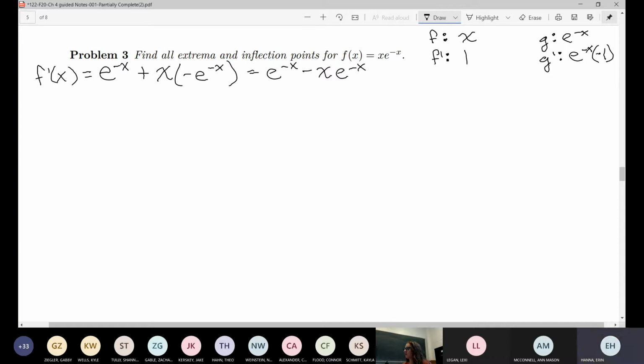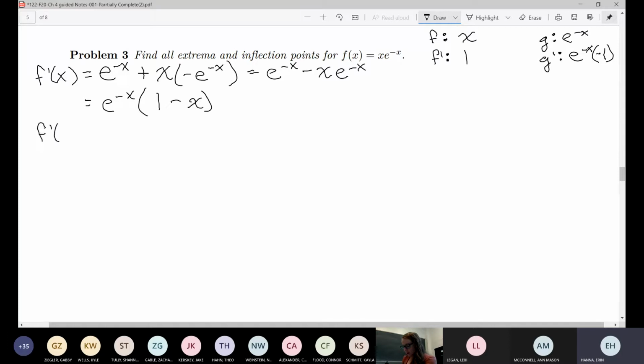And then the one thing I suggest for these is always triple check and see if you can pull anything in common out. So here we have an e to the negative x in common between both of the two terms. So let's go ahead and pull that out. We'll factor out an e to the negative x, and we'll be left with 1 minus x. The reason for doing that is it makes the next step of setting the derivative equal to 0 a little bit easier. Always just try to factor out your greatest common factor.